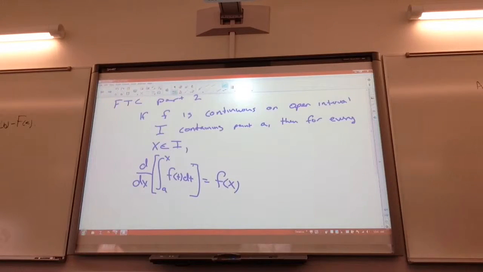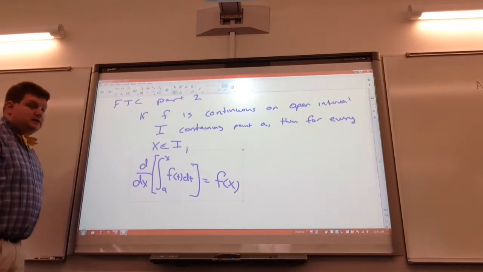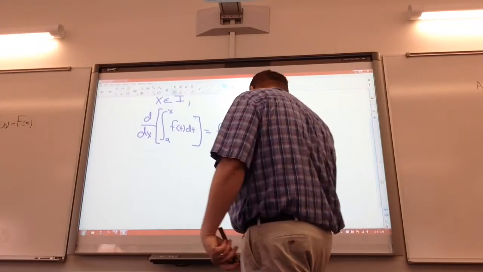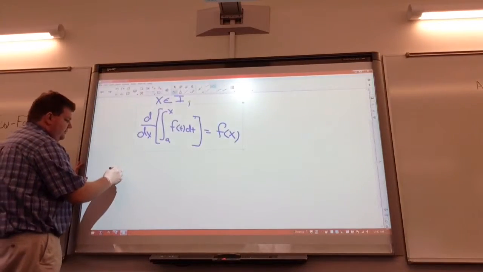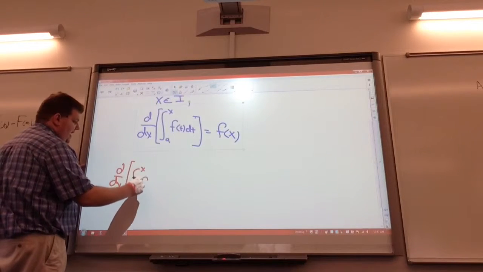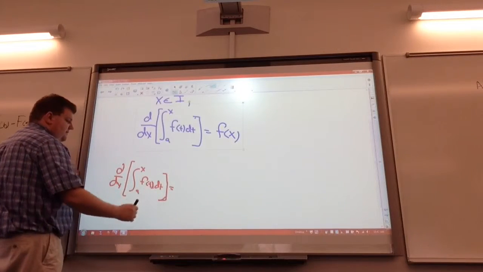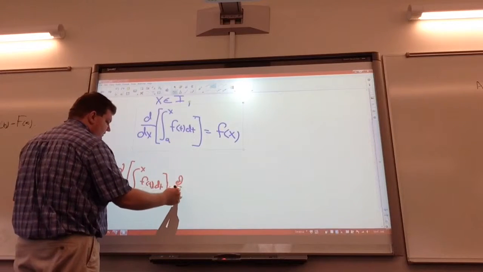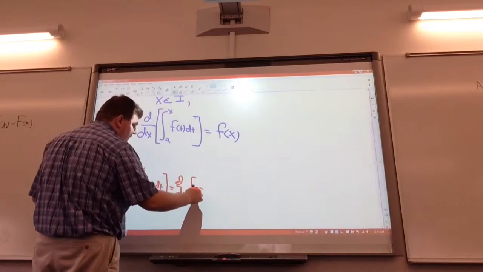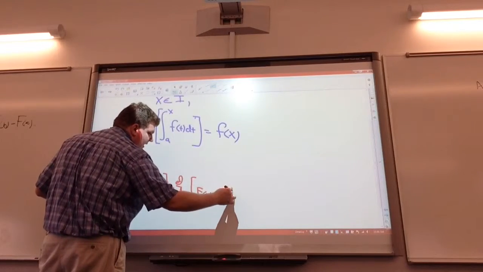How come it's the derivative with respect to x, but it's f of t? That's a good question. Note that I'm doing a definite integral here. If we work this out, we're taking the derivative with respect to x of the integral from a to x of f of t dt, which is equal to the derivative of the antiderivative, so big F of x minus big F of a.